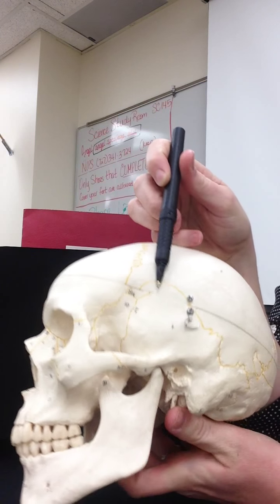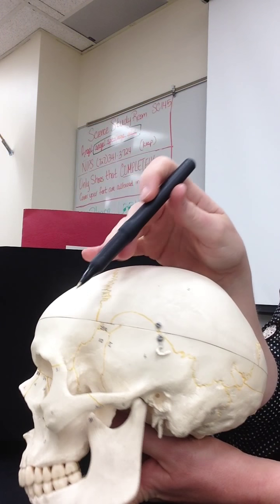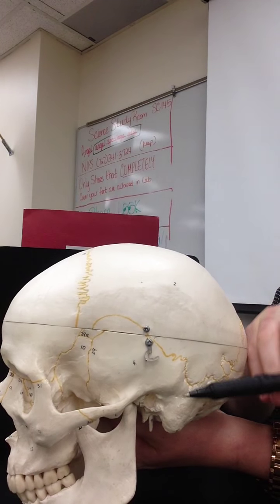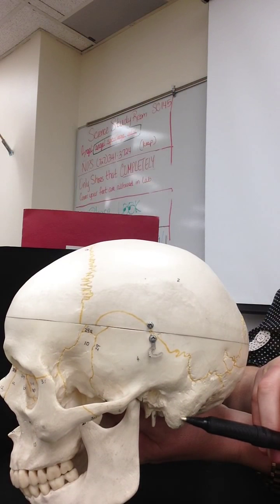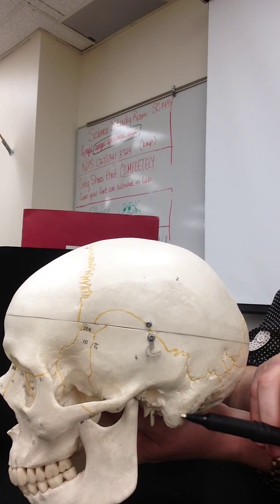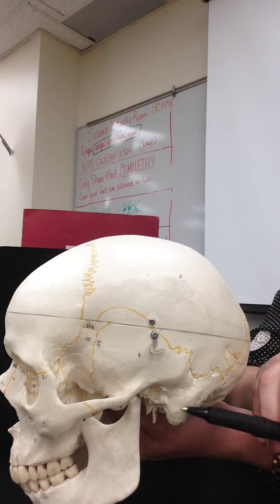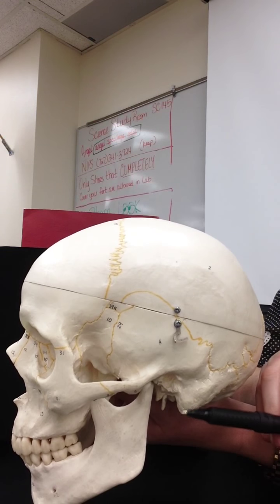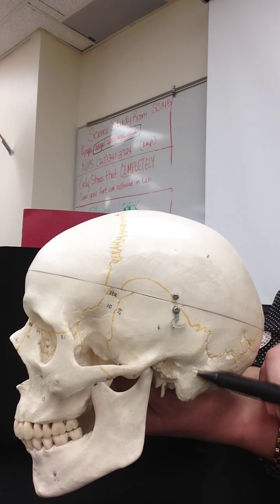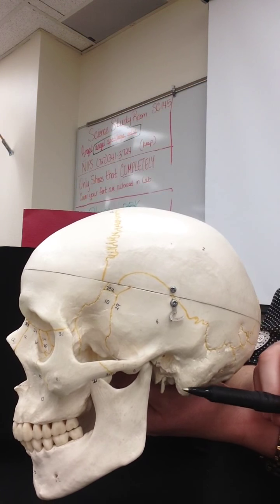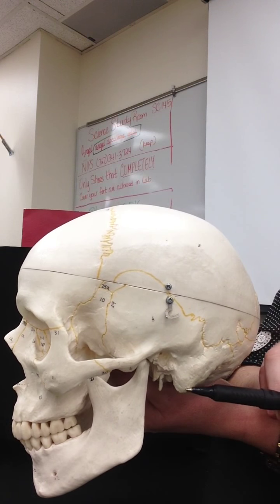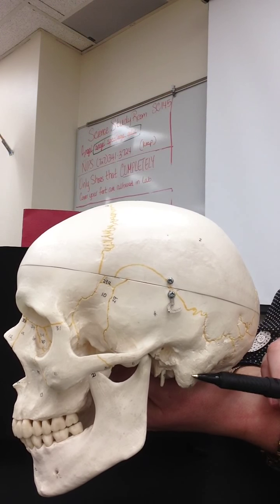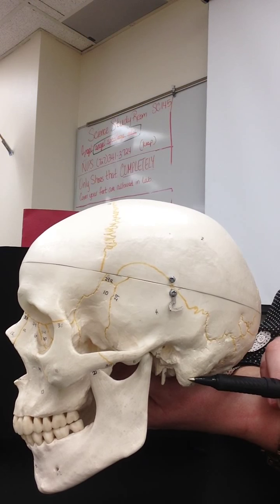A couple things I want you to know about the temporal. Here on the back, we have what's called the mastoid process. The mastoid process serves as a muscle attachment site, specifically for a muscle known as the sternocleidomastoid, but that's not necessary for your test. Just know that this is the mastoid process, and this is going to serve as a site of muscle attachment.